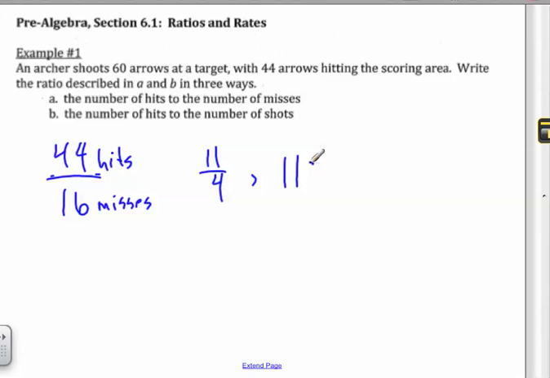Okay, gentlemen, here we go. 11 colon 4. Do we recall this? 11 to 4. This is the 3 ways that we write ratios. Once as a fraction, once as a colon.